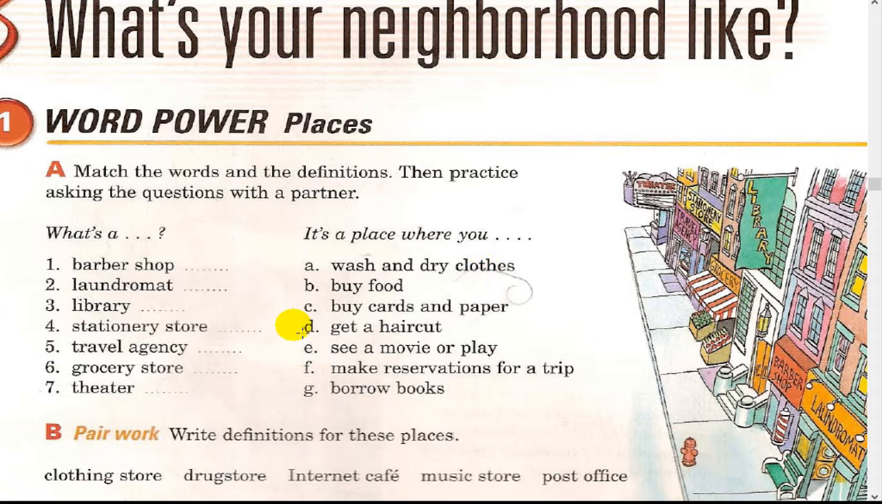Three, library. It's a place where you borrow books. Four, stationery store. Stationery store is a place where you buy cards and paper. Five, what's the travel agency? It's a place where you make reservations for a trip. Six, what's a grocery store? It's a place where you buy food. 8. What's a theater? It's a place where you see a movie or play.